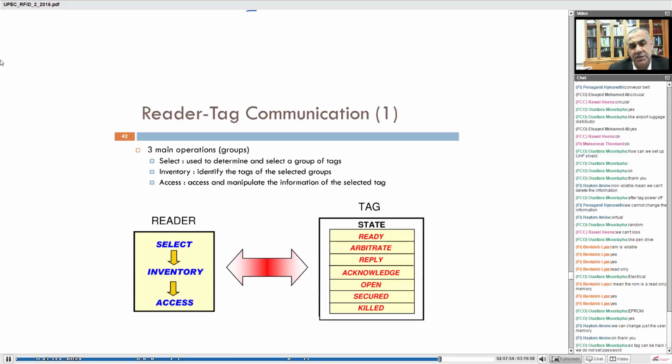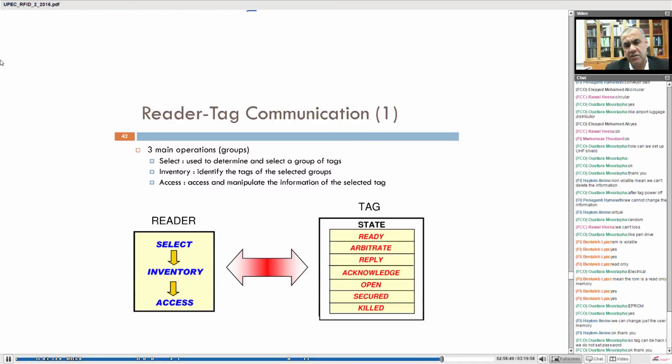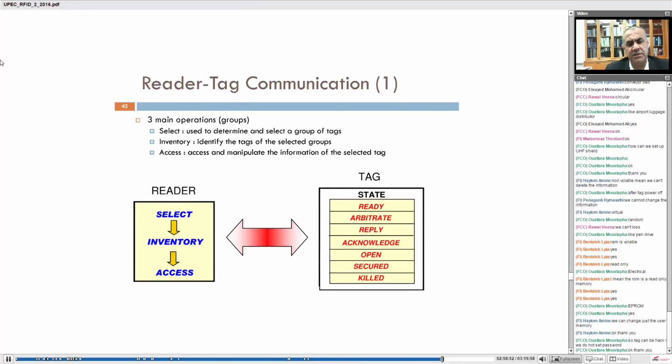Okay, so there are 3 operations of the reader commands: the select group of commands, the inventory group of commands, and the access group of commands. For the tag, we have what we call states. So the tag could be in a ready state, an arbitrate state, a reply state, an acknowledged state, an open state, a secured state, and a killed state. So this is the state of the tag and the group of commands of the reader.